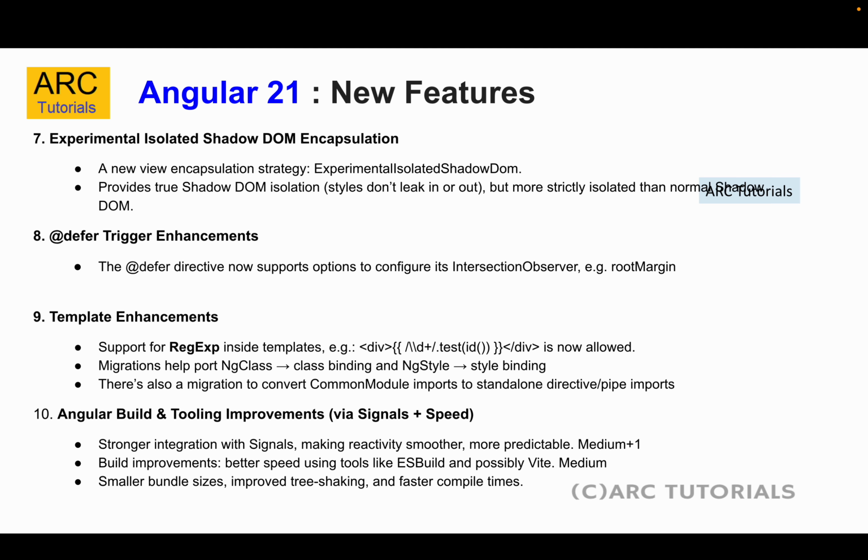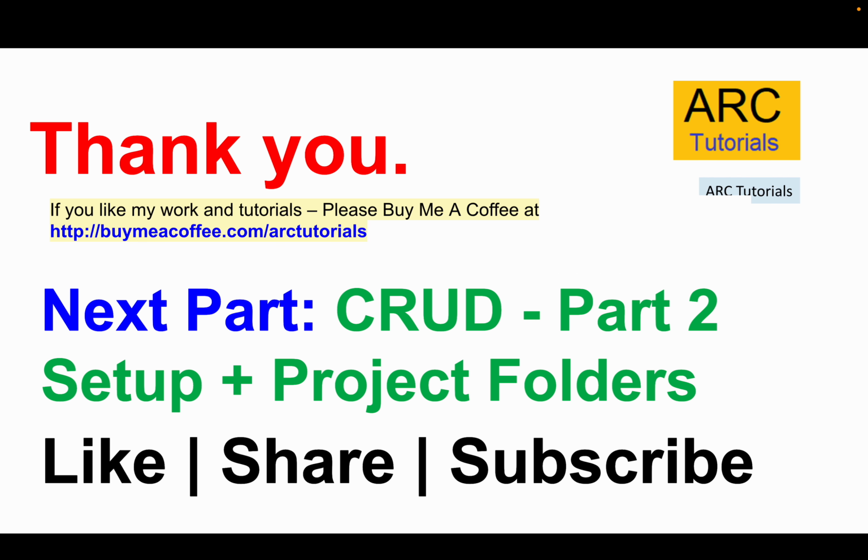Last, Angular build and tooling improvements. Now with signals and speed, it's much stronger. The build size is smaller, and there is a lot of improvement in overall speed. It has smaller bundle sizes and improved tree shaking. All right, those are the high-level features.